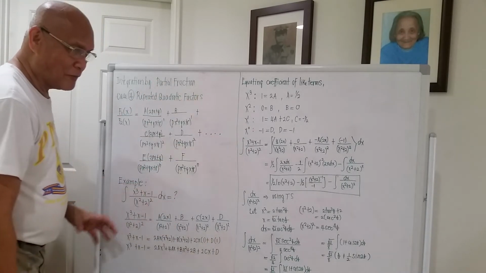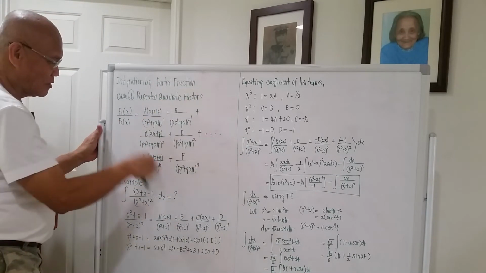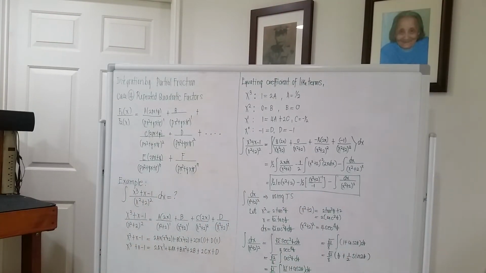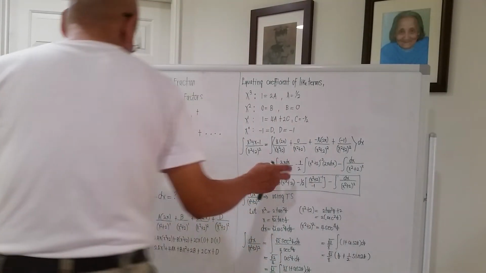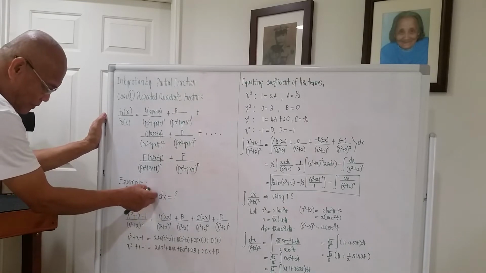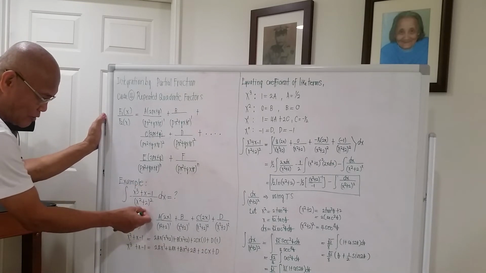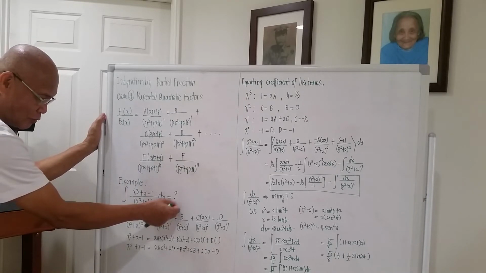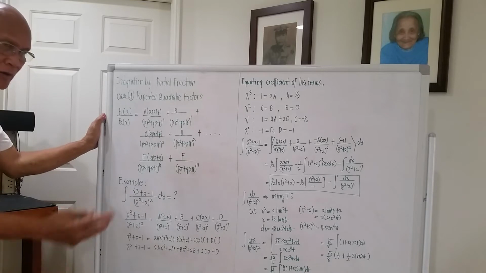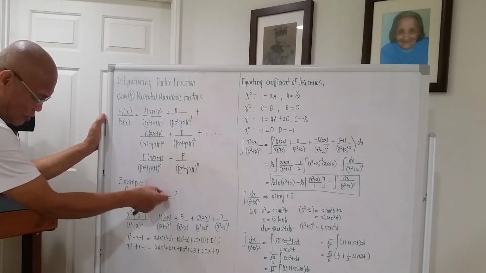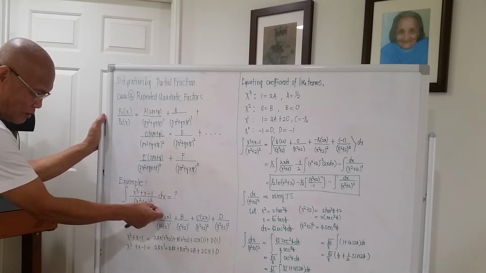I will give you an example to analyze this problem here. Example number 1: the integral of x cubed plus x minus 1 all over x squared plus 2 quantity squared, multiplied by dx. What will be the value? Or meaning, evaluate the integral of x cubed plus x minus 1 over x squared plus 2 quantity squared dx.